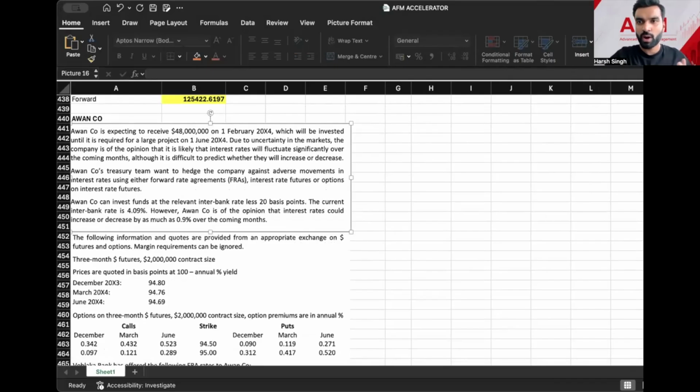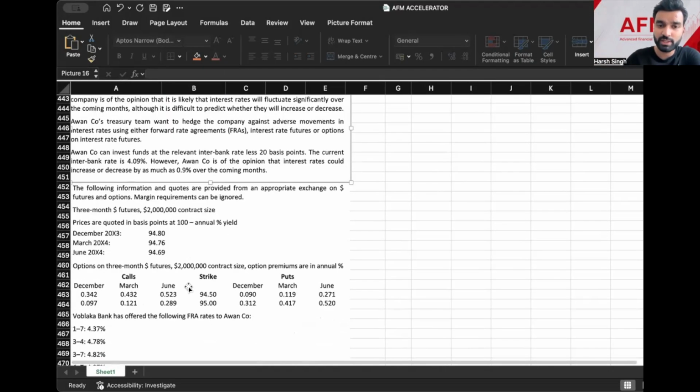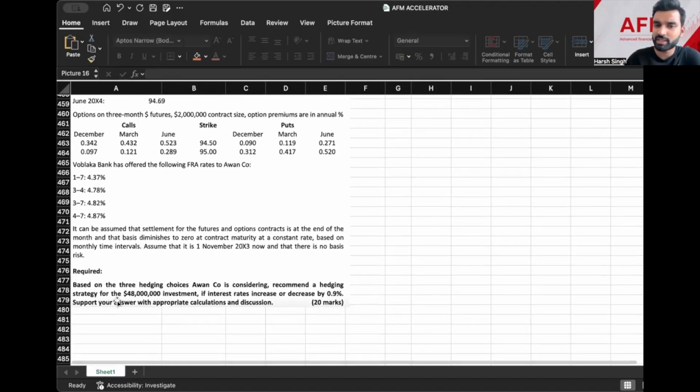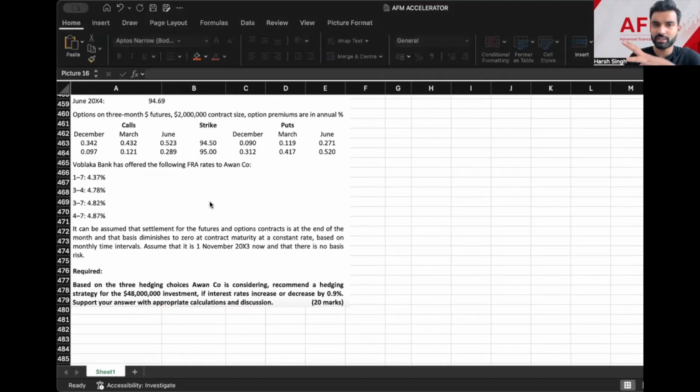Okay, so I hope that the question is visible to all of you. Today we are going to solve one more question, which is on forward rate risk, futures, and options of risk management only. So we have to always consider what options are already given in the question. Always look at what is the requirement in the question based on the three hedging techniques considered. Recommend a hedging strategy for the 48 million investment if interest rates increase or decrease by 0.9%, and support the answer with the appropriate calculation.